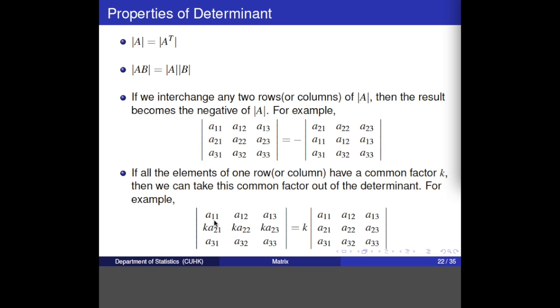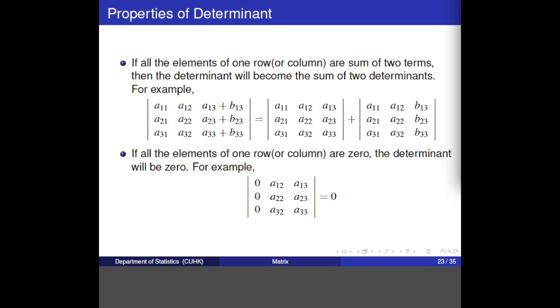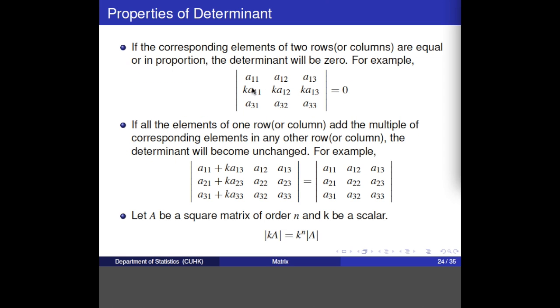Next, if all the elements of one row or one column have a common factor k, then we can take this common factor out of the determinant. Next property, if all the elements of one row or one column are sums of 2 terms, then the determinant will become the sum of 2 determinants. Besides, if all the elements of one row or one column are 0, the determinant will be 0. If the corresponding elements of 2 rows or 2 columns are equal or in proportion, the determinant will be 0.